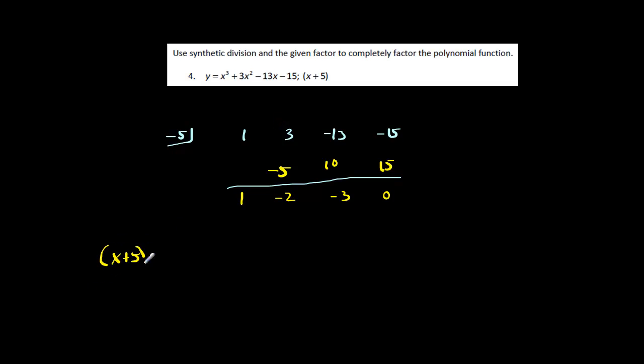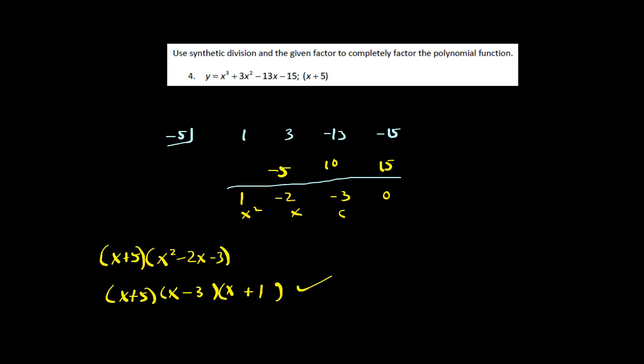So if we're going to be wanting to put this in factored form, it's going to be x plus 5 times, here's your constant, here's your x squared. X squared minus 2x minus 3. We get that from here. Then we can just factor that easily. So it'll be -3, +1. You can just use trial and error to factor this quadratic. And there's your answer.